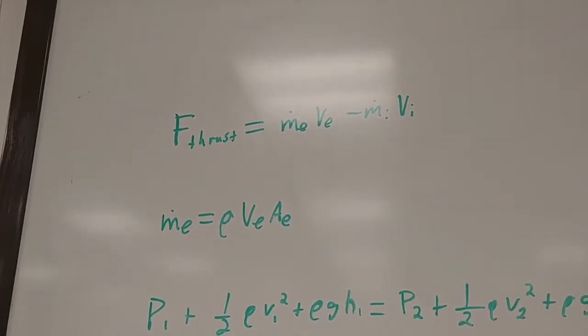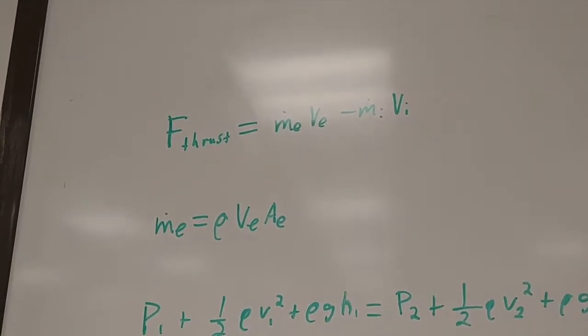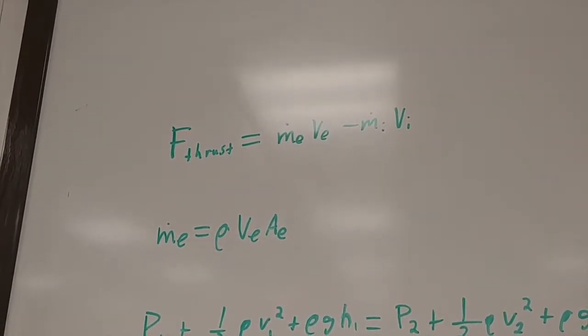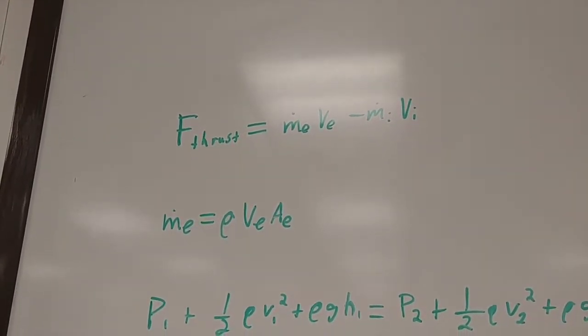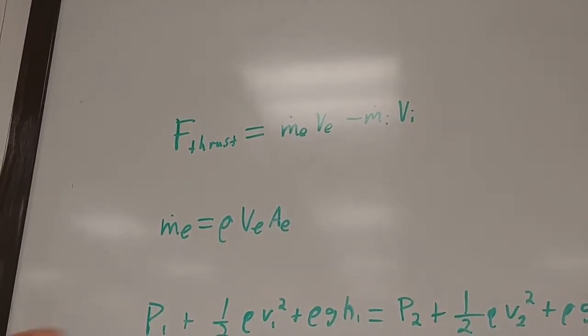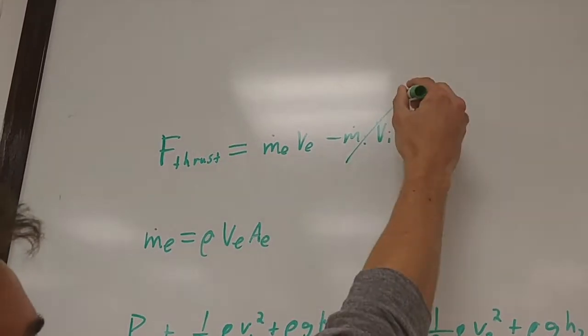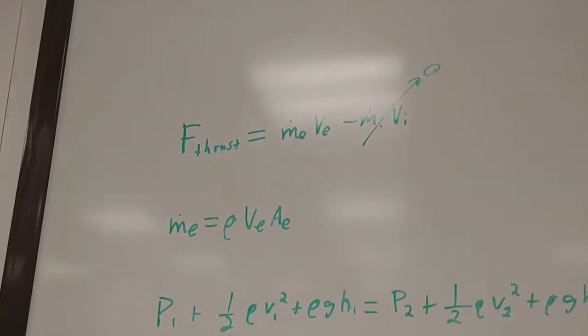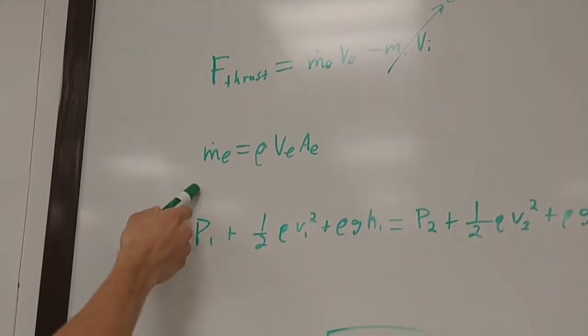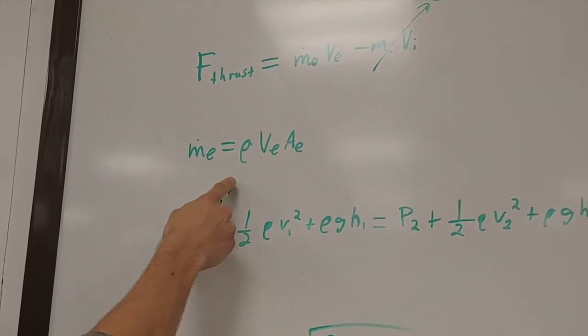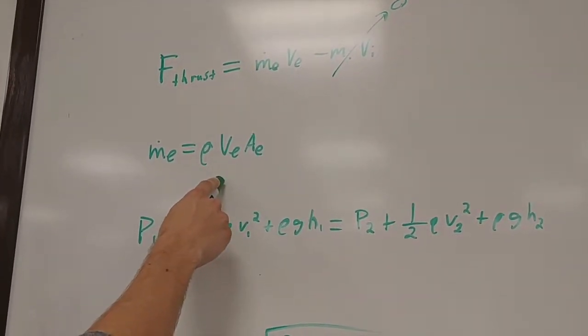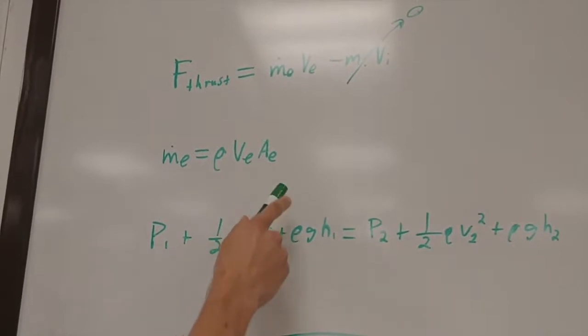Okay, so this is the derivation of our thrust equation. We start out with the thrust being the difference between the mass flow rate and the velocity going in and out, and there's no velocity of water going in, so this goes to 0. Mass flow rate is represented by the density times the volume flow rate. The volume flow rate is just the velocity times area.